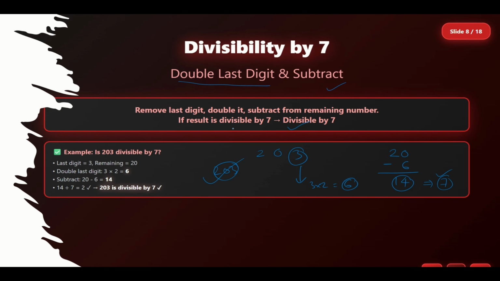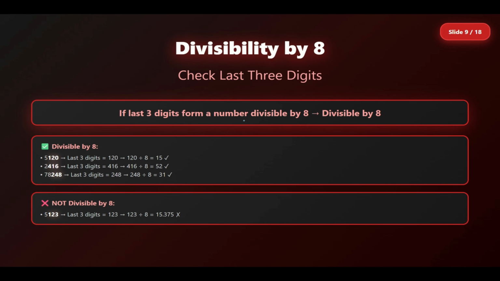Let's get into the next divisibility rule, that is divisibility by 8, which is similar to 4, but instead of 2 digits, we look at 3. Look at the last 3 digits. If they form a number which is divisible by 8, then the entire number is divisible by 8.